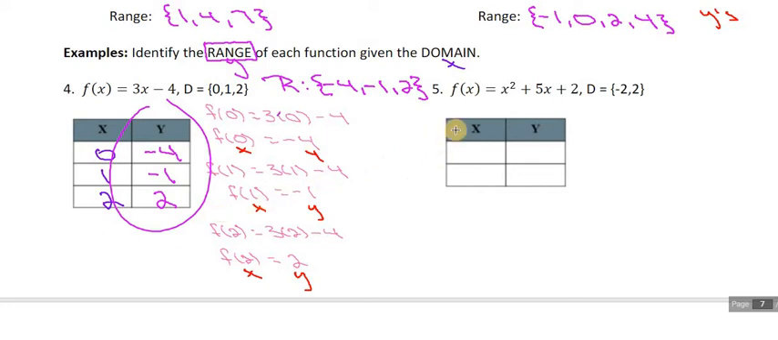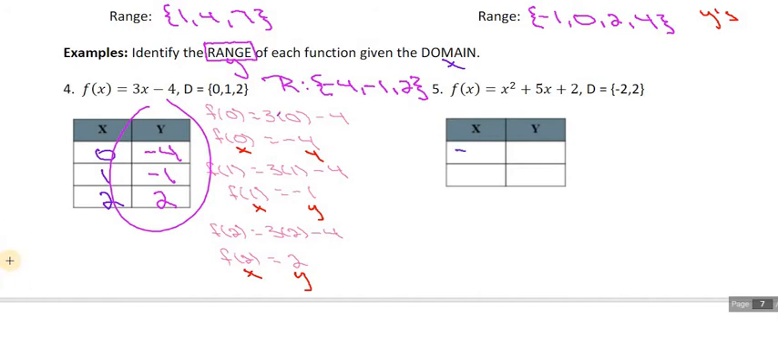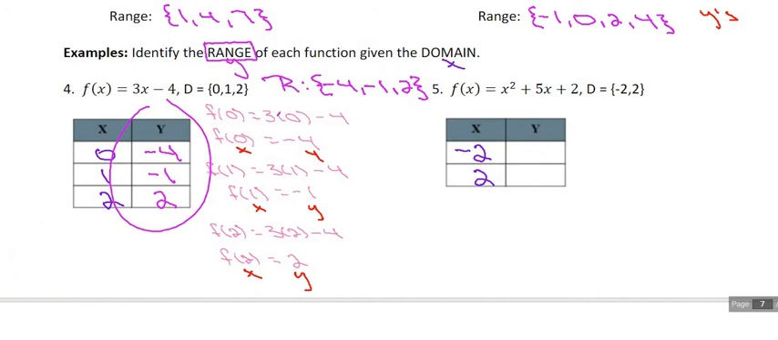Okay, we're going to do number 5 in the same exact way. We've got f of x equals x squared plus 5x plus 2. And we are told that our domain, our x values, are negative 2 and positive 2. We're going to plug those into our xy table. We want to know what is y when x is negative 2. So we're going to plug in negative 2 for x, wherever we see an x.